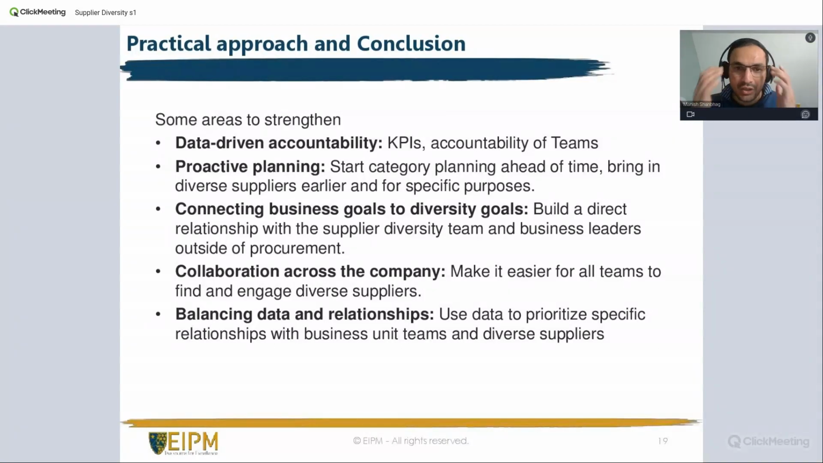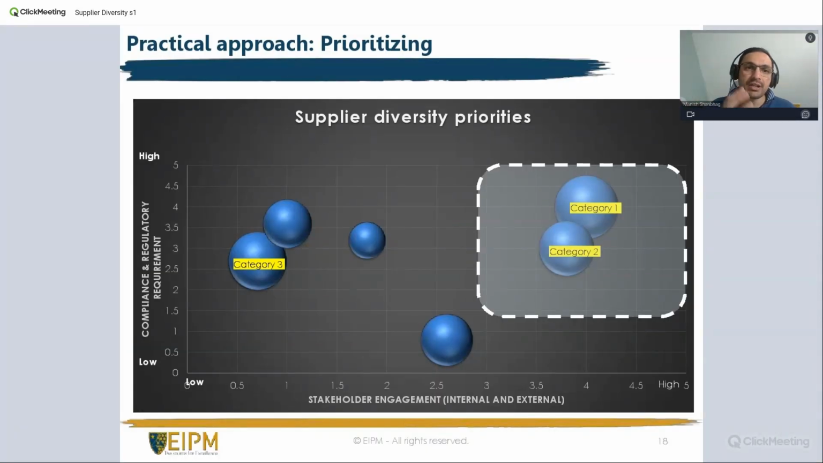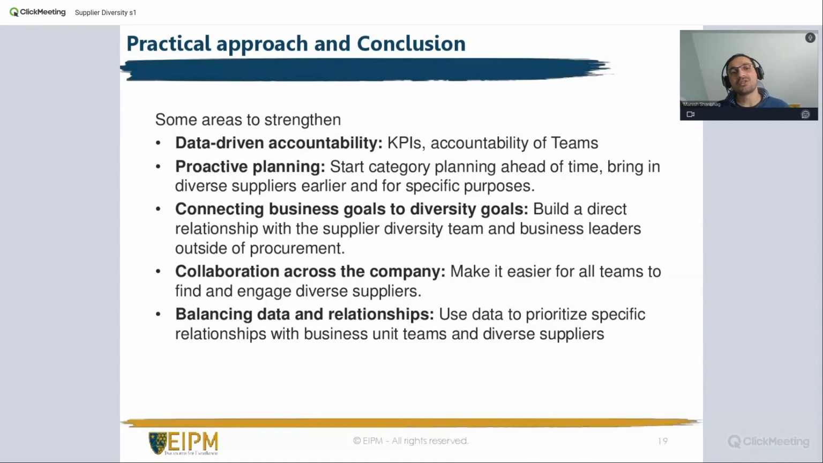Okay, so it's just to give you the last two slides effectively here. We're talking about prioritizing. This is one approach. As I said, it's not the only approach, it's just one approach. And then eventually you could have similar other approaches to give you a really practical case on what do I do, where do I start, if I have to build a supplier diversity program in my organization.